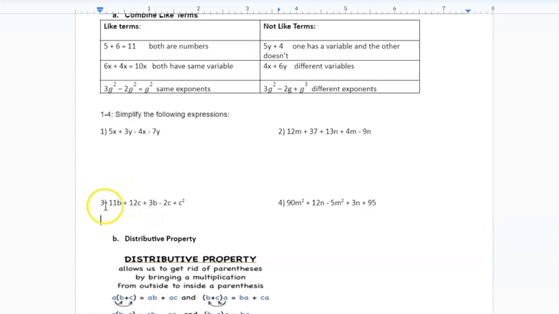All right, so we got things with b. 11b and 3b becomes 14b. So I got rid of the b's. I got 12c and I got minus 2c. That becomes plus 10c. And this thing right here, you can't really combine the 10c with the c squared. So this would be the answer, 14b plus 10c plus c squared.